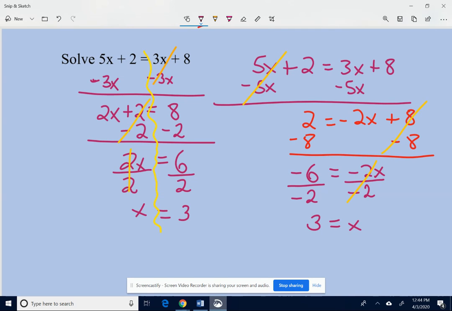Either way works. So when you do your first step to these, you get rid of one of the x's by adding or subtracting. If it was me, if they are both positive x terms, I would get rid of the smaller one, just because it seems to work out with fewer negatives, and I think you guys would like that better. Okay, try the next one and see how you do.